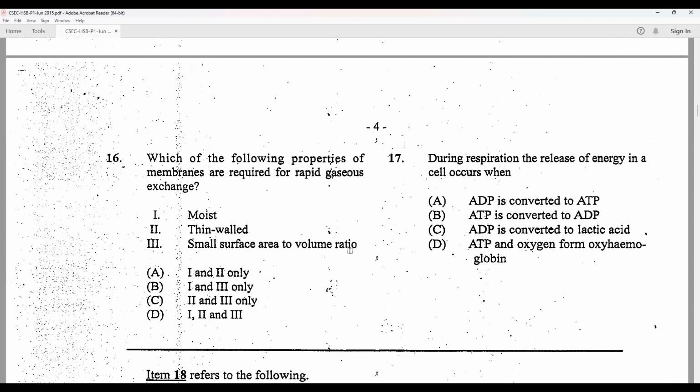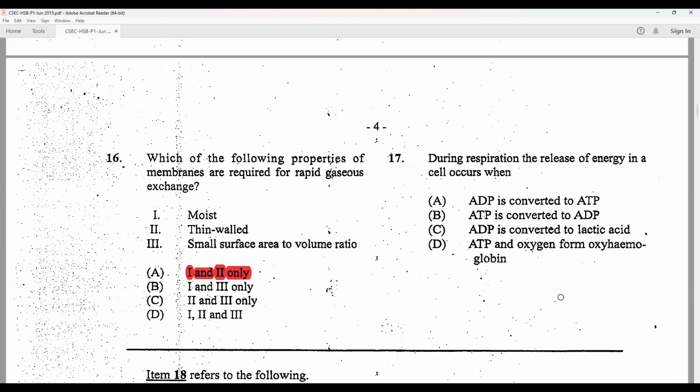Question 16. Which of the following properties of membranes are required for rapid gaseous exchange? Moist, yes. Inside your lungs is moist. Thin walled, yes. Small surface area to volume ratio, no. We want that in the opposite way. High surface area to volume ratio. So we are looking for 1 and 2. So that makes question 16 A.